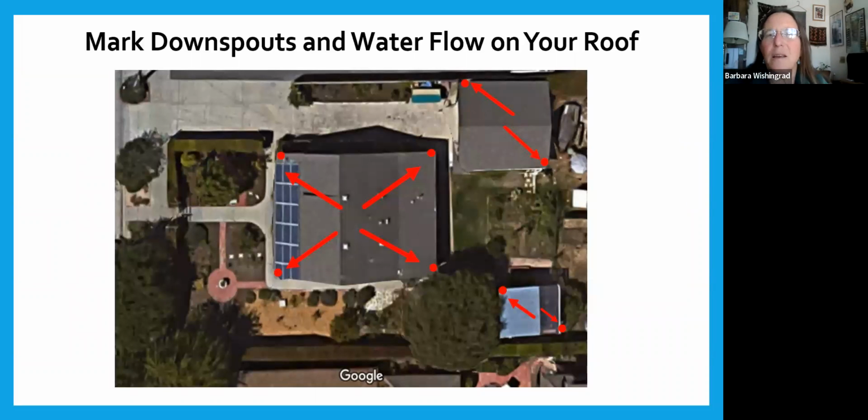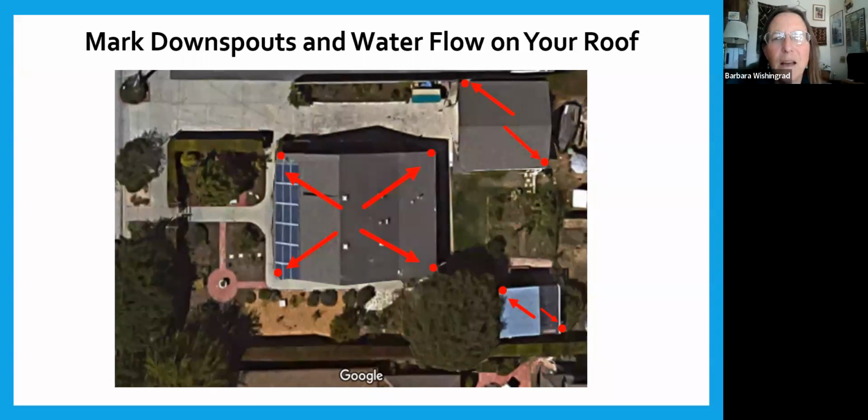One of the things that we encourage you to use the site plan for is to mark your downspouts and the water flow on your roof. It doesn't matter how slanted your roof is. All of these measurements are like just looking down, from a bird's eye view. And the slantiness just shows which way the water will flow.